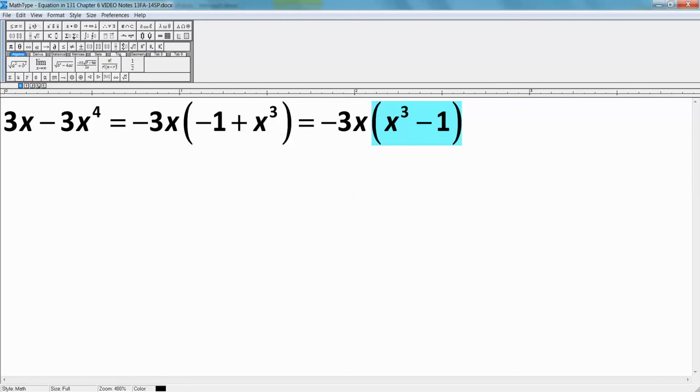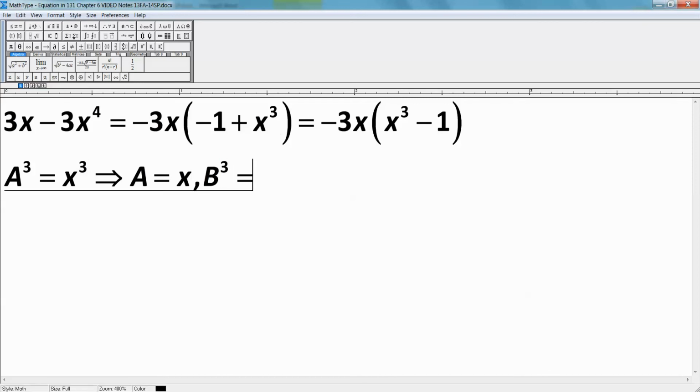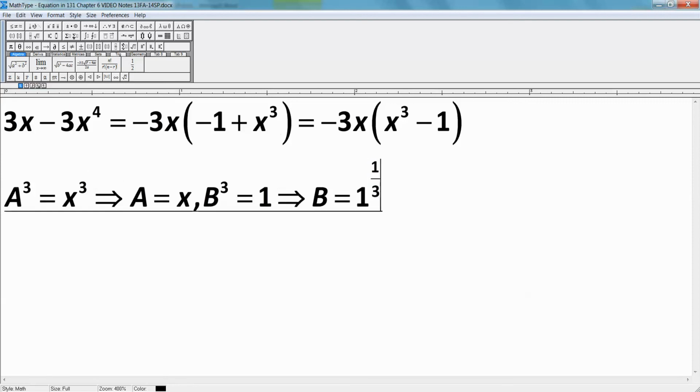All right, again, difference of cubes. So let's figure out what a is. So a cubed is equal to x cubed. So that's kind of obvious that a is equal to x. And then b cubed is equal to 1. Don't worry about the negative. The negative gets taken care of in the formula, so you don't have to stress about that. So that would mean that b is equal to the 1 to the 1/3, which is 1. And now you have the pieces for your formula.